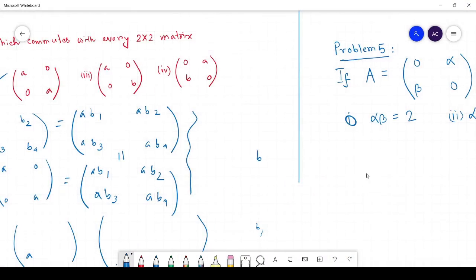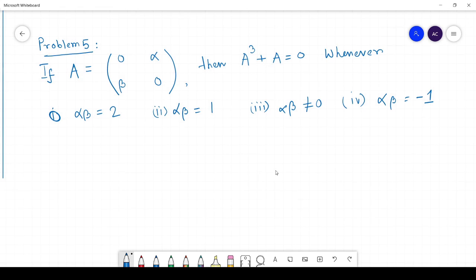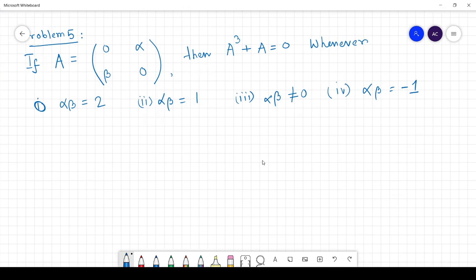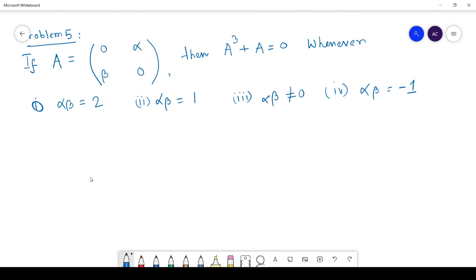Okay, now let's jump into the last problem we will be considering here. If A is given in this way, let's write down A first: 0, alpha, beta, 0. We need to calculate the following term, A cube plus A. Okay, and that is given as equation 0.